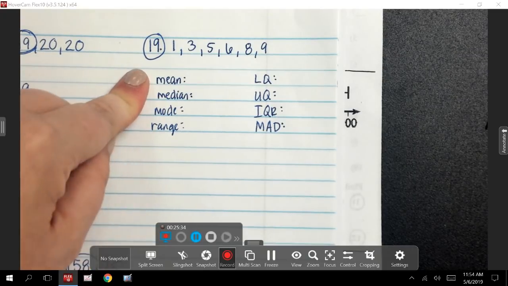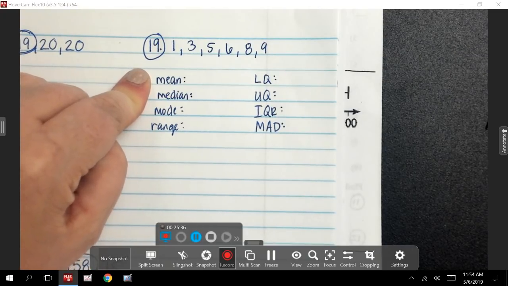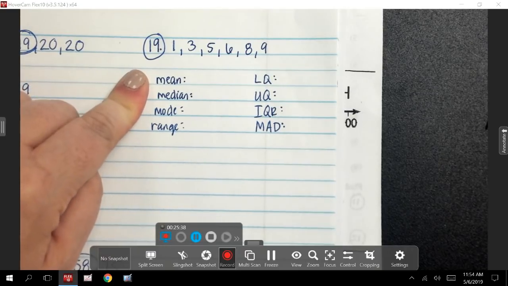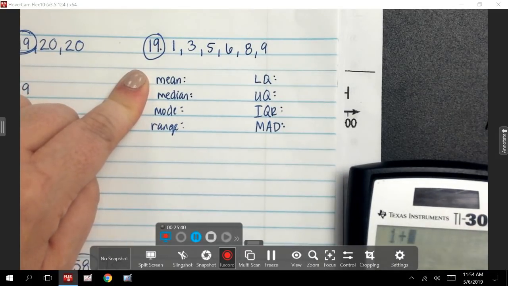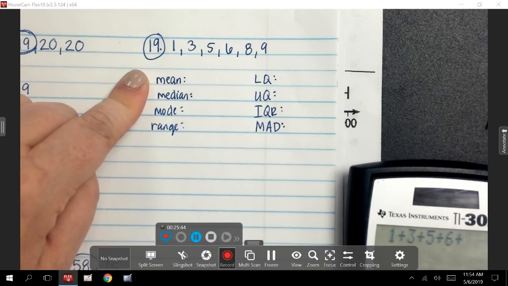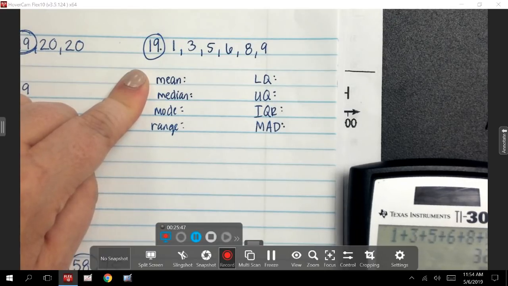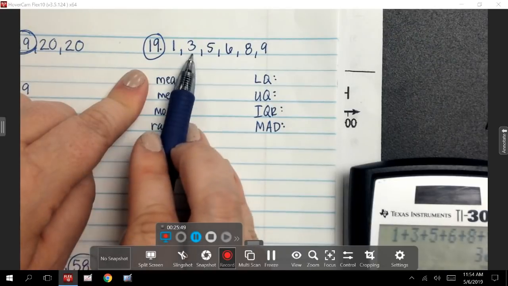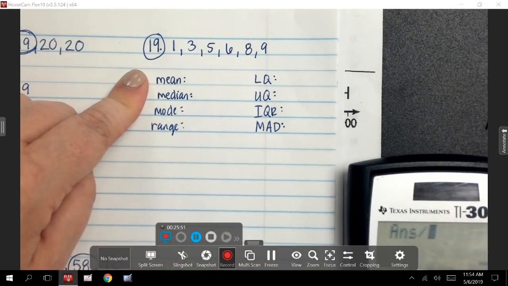So we're going to start with just the mean. Basic mean just means add them up, divide by how many numbers there are. So we're going to do 1 plus 3 plus 5 plus 6 plus 8 plus 9. When I add them up, I got 32. I'm dividing that by 6.